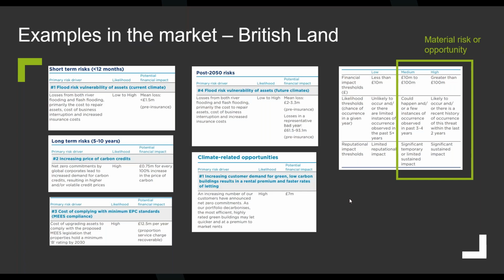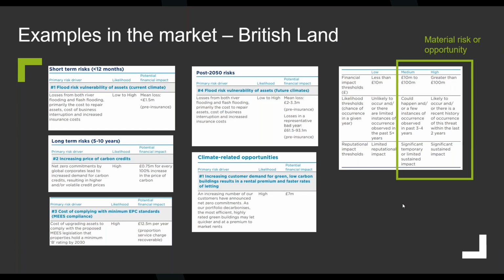With regards to the transition-related impacts, they identified the increasing price of carbon credits and the cost of complying with the minimum EPC standards, so the MEES compliance, as risks in the next 5 to 10 years. The key transition-related opportunity that they identified was increasing customer demand for green, low-carbon buildings, which resulted or may result in faster rates of letting and a rental premium.